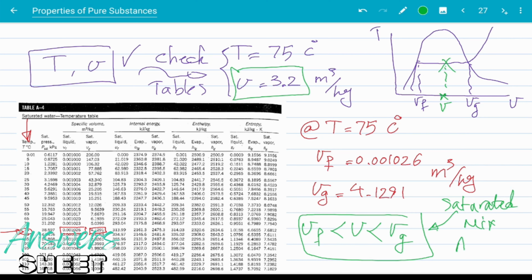Now that we know we are in the saturated mix area, we can find the quality. Always find the quality when you are in the saturated mix area. So a specific volume, remember, is (1 minus x) v_f plus x v_g. Now in this example here, v_f is known, it is 0.001026.